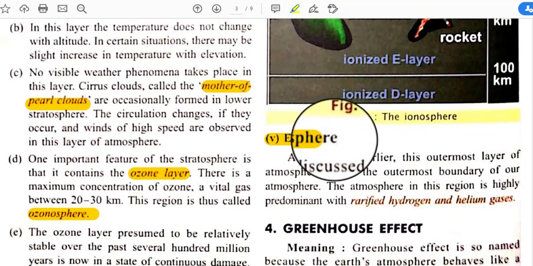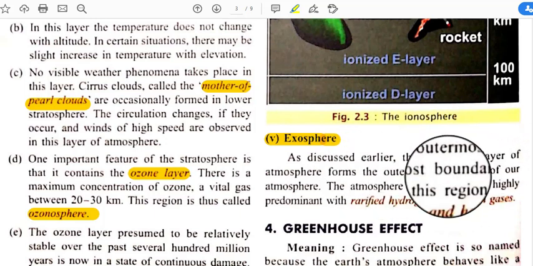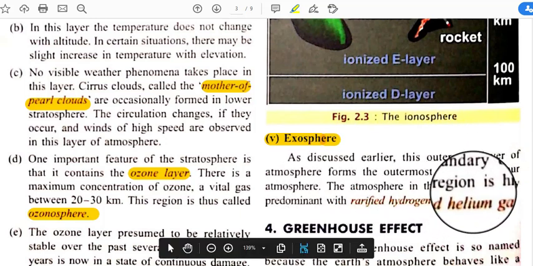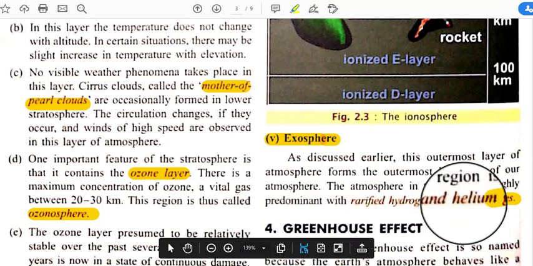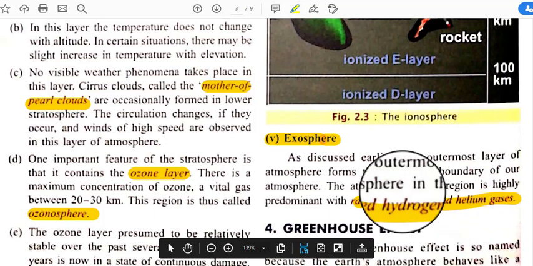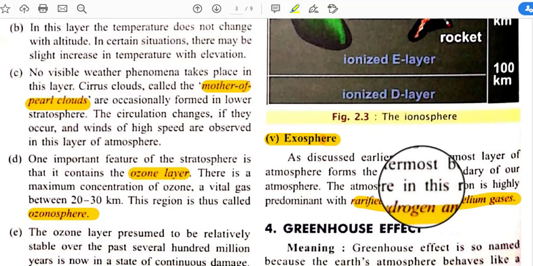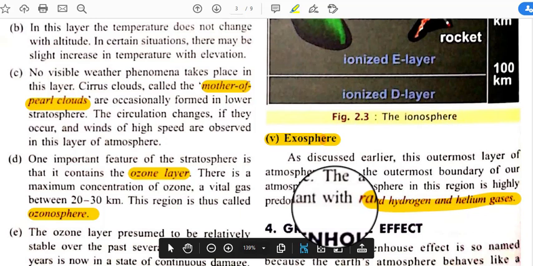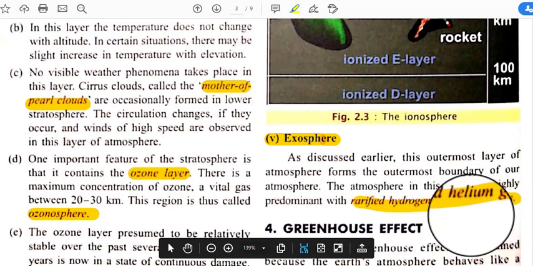And the last one is Exosphere. As discussed earlier, this outermost layer forms the outermost boundary of our atmosphere. It is the last layer of our atmosphere, and the atmosphere in this region is highly predominant with rarefied hydrogen and helium gases. So, basically in this layer there are only two types of gases, hydrogen and helium.